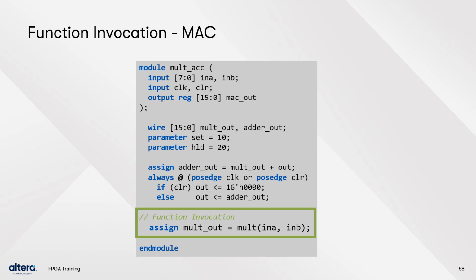Here's an example of a function invocation. This is also our last look at the multiplier accumulator example that we have been working with throughout the class. Mult_out is being assigned the value of the mult function. One advantage of using a function is to make your code more readable.